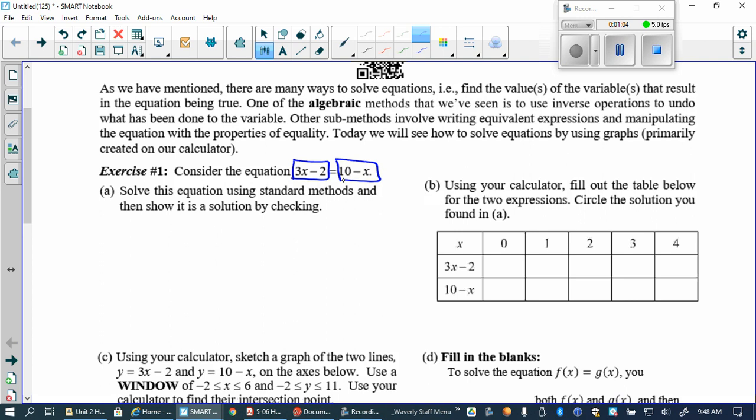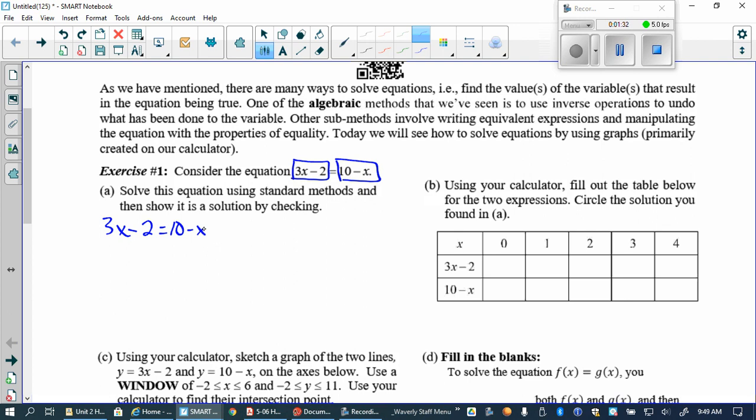So they want us to solve the equation using standard methods and show the solution by check. Let's just write it down: 3x minus 2 equals 10 minus x. Hopefully by now you know how to solve one of these. We've got variables on both sides. What do we have to do? Get all the x's on the left and everything else on the right side, or vice versa, but you know how I like to do it.